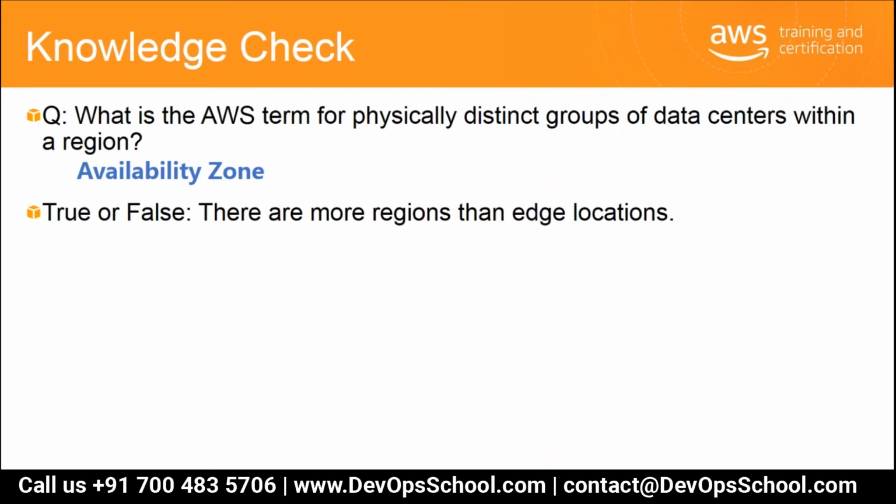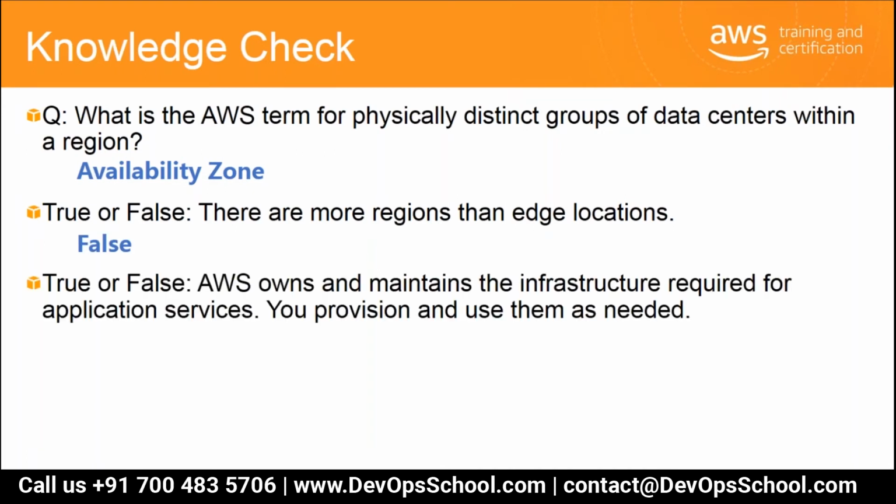True or false? There are more regions than edge locations. Not true. I think edge locations are 100 plus. Nice. True or false? AWS owns and maintains the infrastructure required for application services. You provision and use them as needed. True.